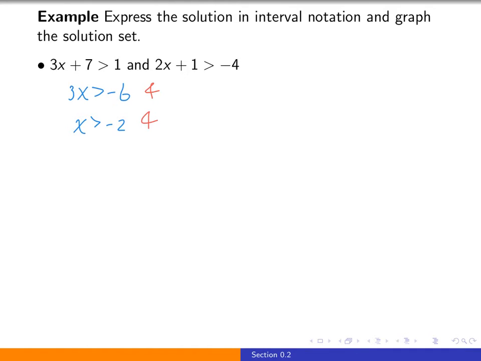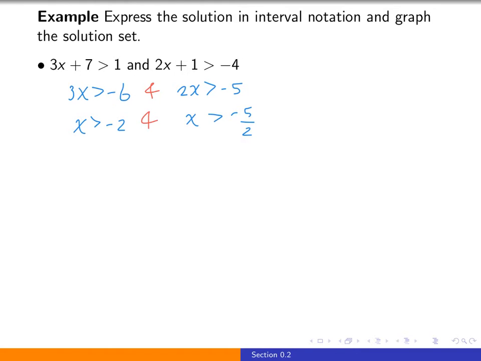So 3x is greater than minus 6, and, while looking at this other inequality, subtract 1 from both sides. 2x is bigger than minus 5. Divide both sides by 2. X is bigger than minus 5 halves.